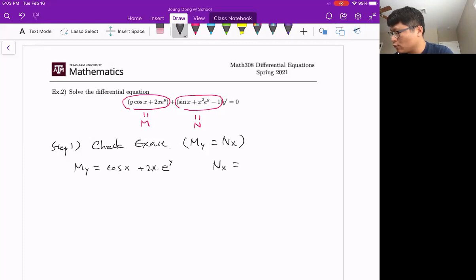N_x: the derivative of sine x is cosine. And for this case, e to the y is the coefficient function, right? And we know x squared prime is 2x, right? It is 2 times e to the y x. I'm sorry about that. Let me just write this, okay? The derivative of x squared is 2x, and e to the y is just a coefficient, right? Minus 1 prime equals 0. Look at that. They are equal to each other. So we can say it is exact, okay?